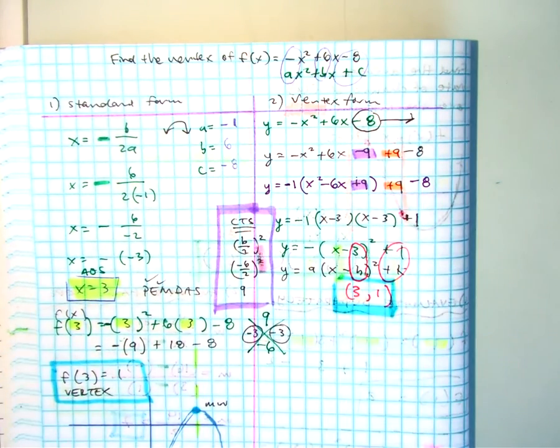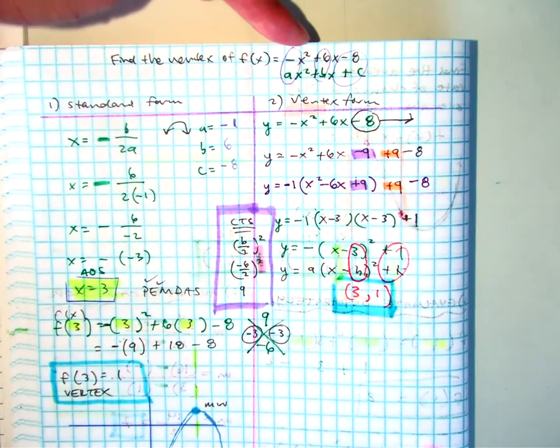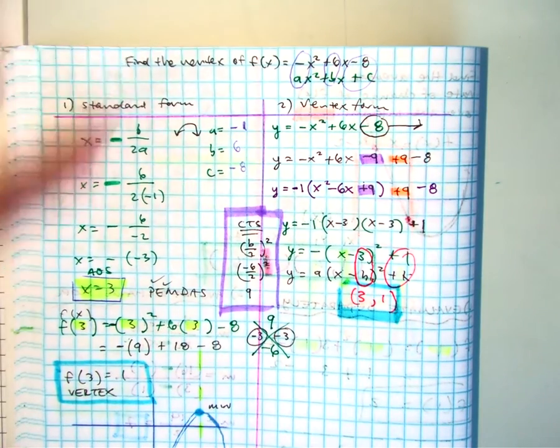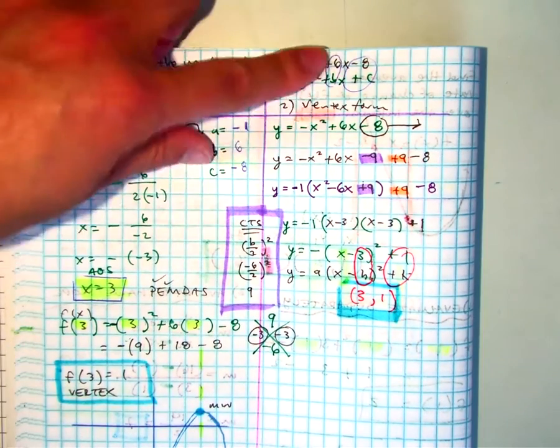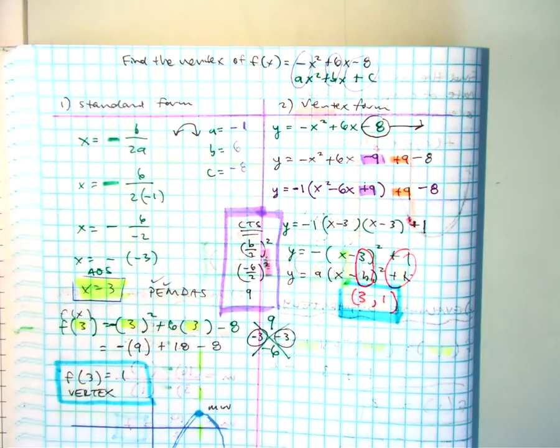So to summarize, I was given standard form, and I can find the vertex. I was also given standard form, and I can change it to vertex form using completing the square.